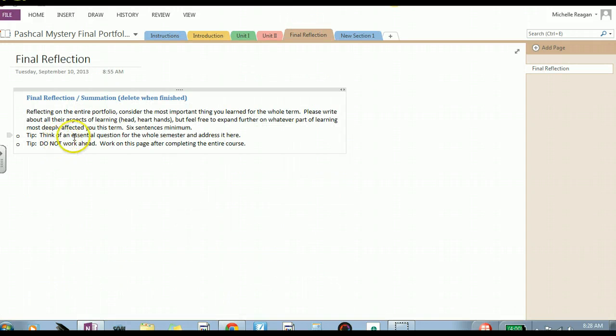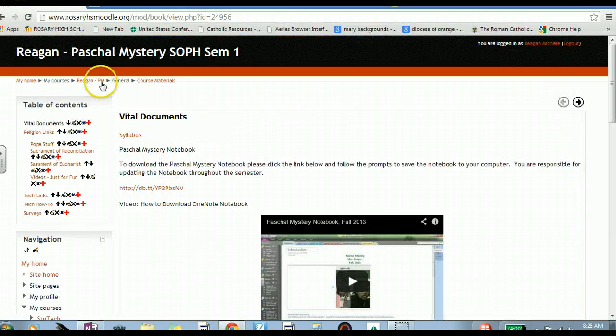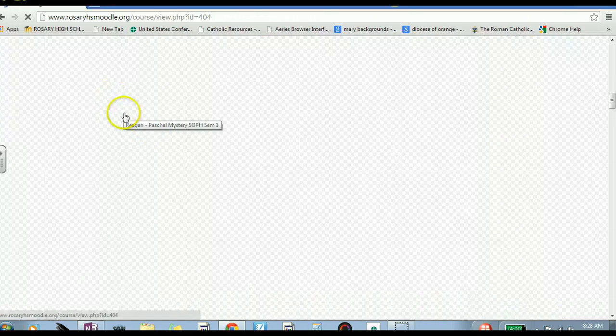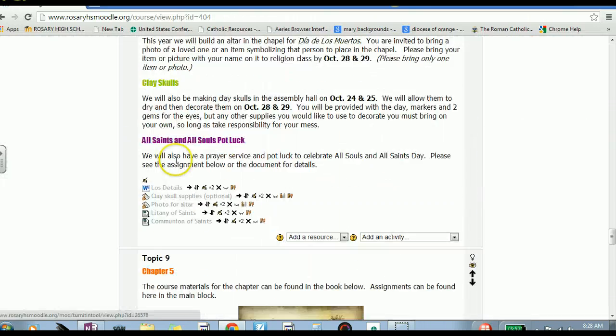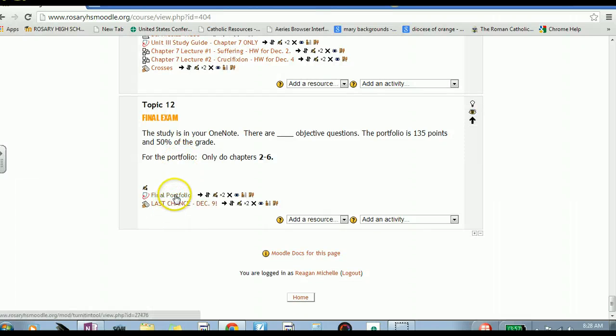And then the final reflection is what you learned over the course of the whole semester. It's 6 sentences minimum, and try to address all 3 aspects, head, heart, and hands, about what was the most important thing you learned for the entire semester. This is going to be due on Moodle on December 9th. If we go back to Moodle and we scroll down, you're going to submit it here to Moodle. You could save the whole entire portfolio, the entire notebook. You can export it as a PDF. That'd probably be the best way to do it.